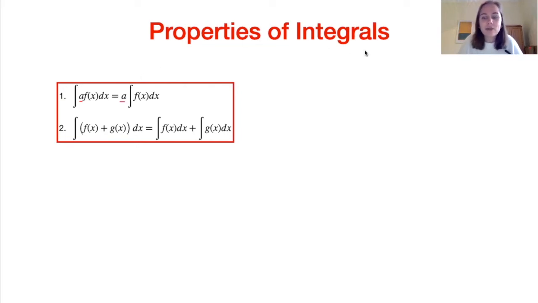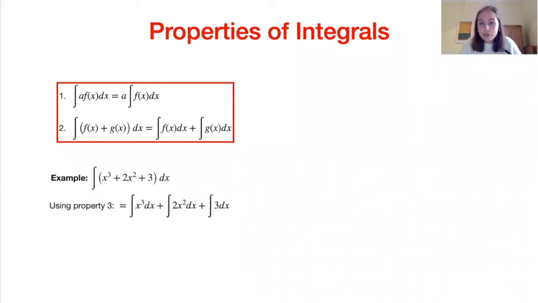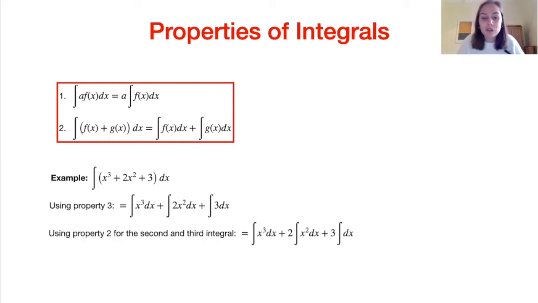So let's just see with a relatively simple example how we can apply these properties. x cubed plus 2x squared plus 3. We want to integrate that with respect to x. First of all, if we use property 3, we can split this one function up into 3 different integrals: the integral of x cubed, plus the integral of 2x squared, plus the integral of 3 dx. Using property 2 then and applying it to the second and third integral, 2 and 3 are just constants, so we've taken them out to the front of the integral.